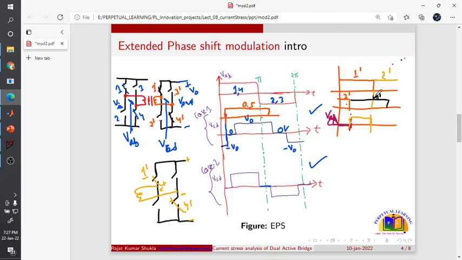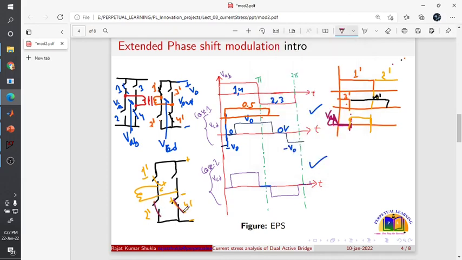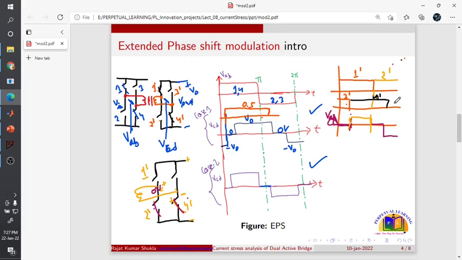Whenever switch 2 dash and switch 4 dash are turned on, again it would be short circuited, then 0 volt here, right? Then again it would be 0 volt, and then minus V naught will be there, because after turning off switch 4 dash, switch 3 dash will be turned on again, then switch 2 dash and switch 3 dash will be introduced again.